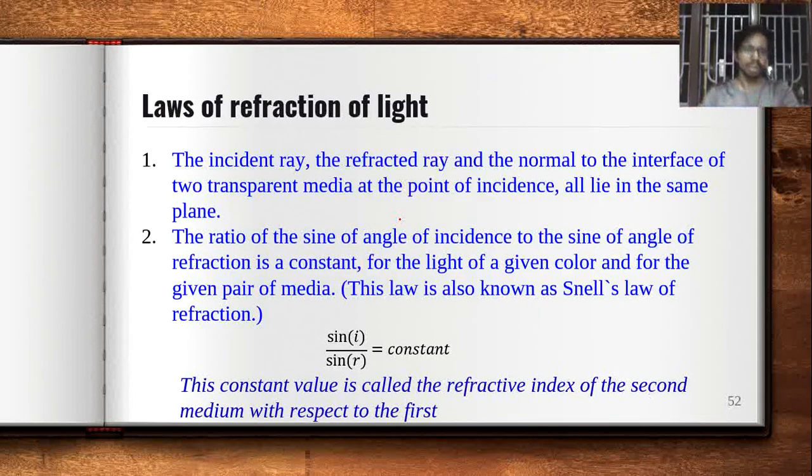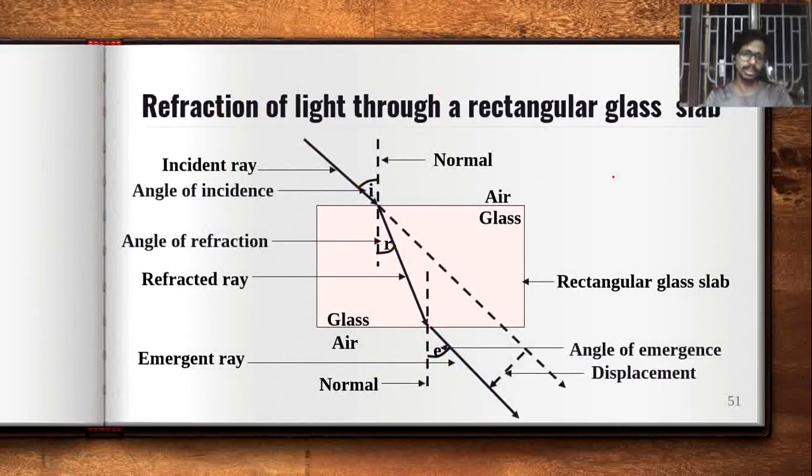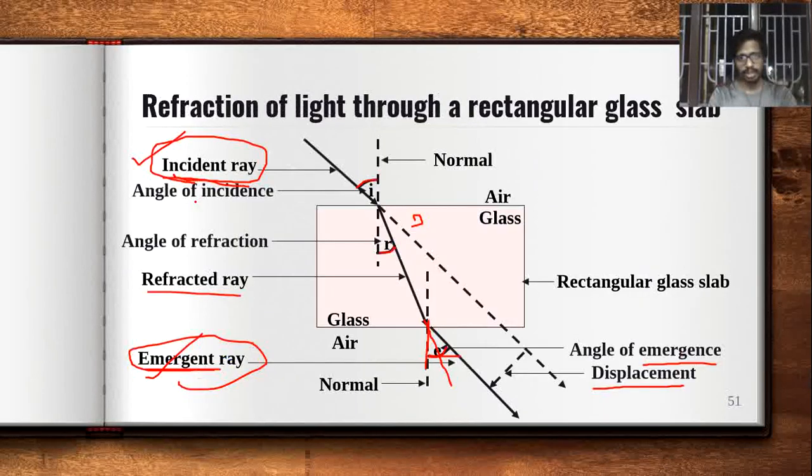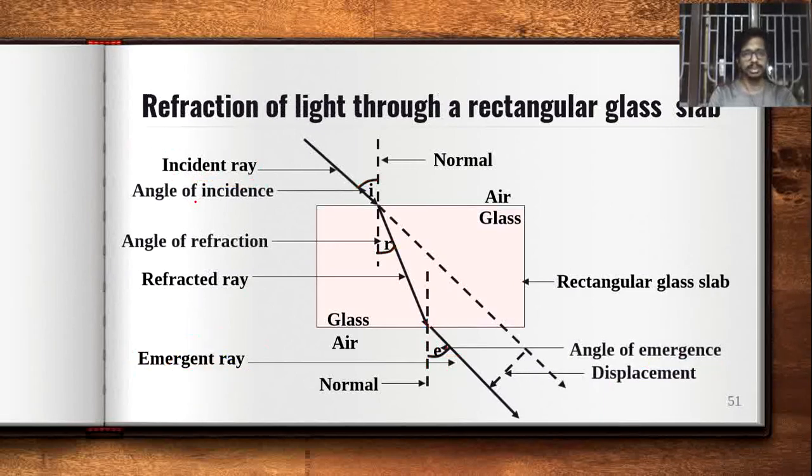Okay, now the laws of refraction of light. The first law says the incident ray, the refracted ray, and the normal. I have told you what is the incident ray, what is the refracted ray. Like here, this is your incident ray. This is your refracted ray, and this is the angle of refraction, and this is your angle of incidence. Okay. Now another term is normal.